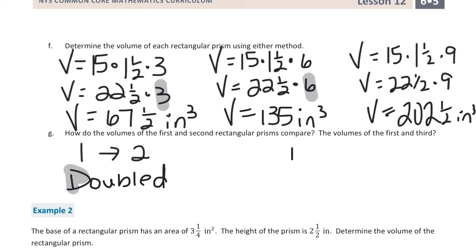And we're going from the first one to the third one, they have the same base, and because the base was the same, I look at the height, and in the original one the height was 3, and in the last one the height was 9, so the height tripled. Because my base is the same, it's like taking 3 of the first one and stacking them on top of each other, and so it tripled in volume.